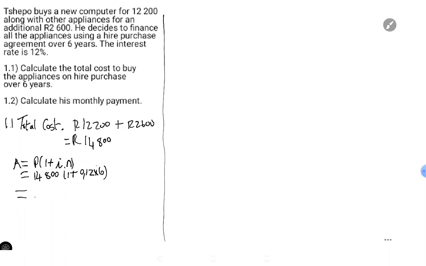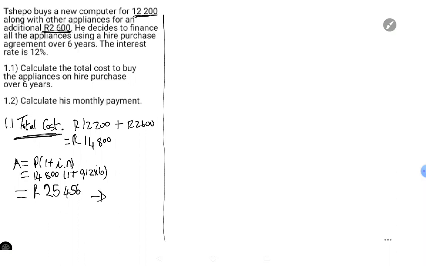Okay, so now we've got an amount of 25,456. So what was the question? Calculate the total cost to buy the appliances on hire purchase over 6 years. You see that there, total cost, right? That's why we had to add that there, because this is what this person is buying, or what they're paying when they get into the store. So this here is our total cost.